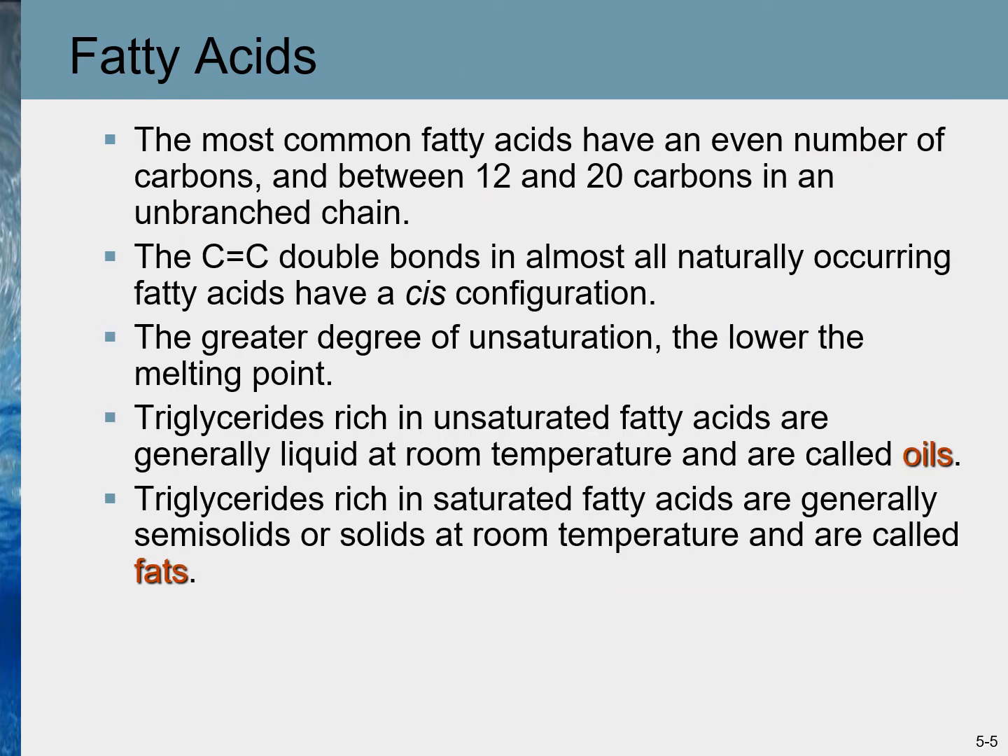The most common fatty acids have an even number of carbons, and they can be anywhere between 12 to 20, although fatty acids with longer chains are also found in nature. The carbon-carbon double bonds in most naturally occurring fatty acids have cis configuration.